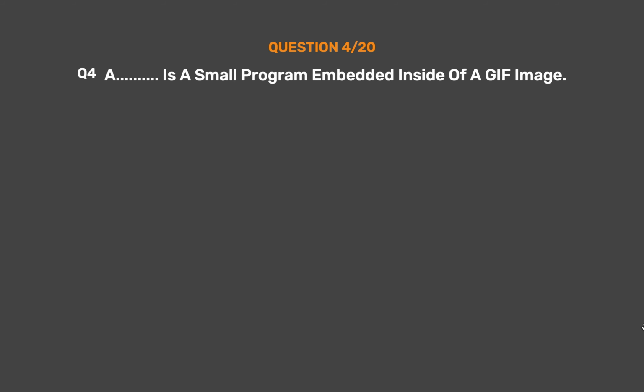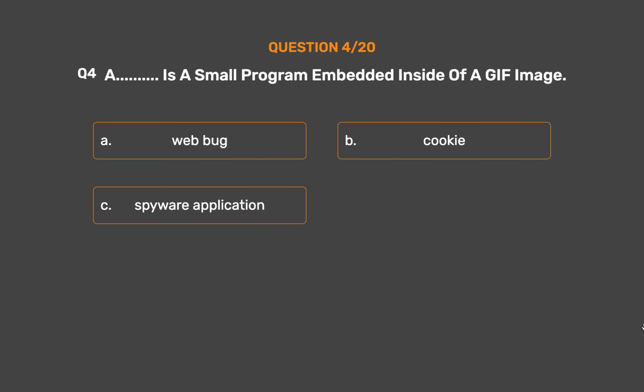Question number 4. A is a small program embedded inside of a GIF image. Option A. Web bug. Option B. Cookie. Option C. Spyware application. Option D. Spam.